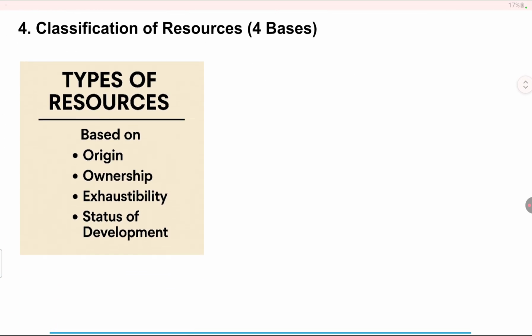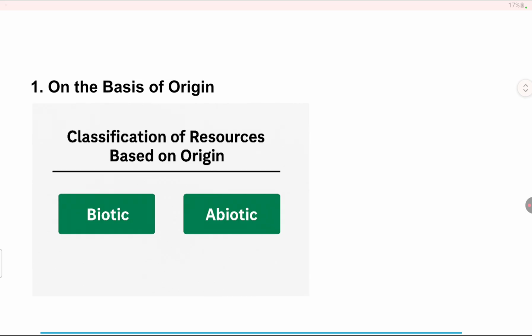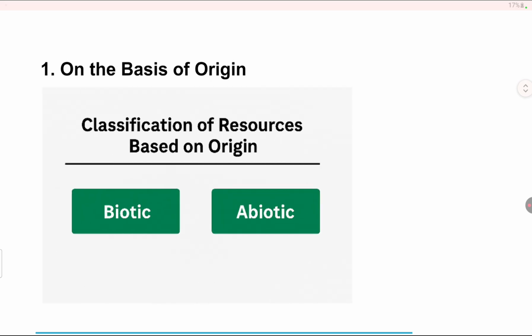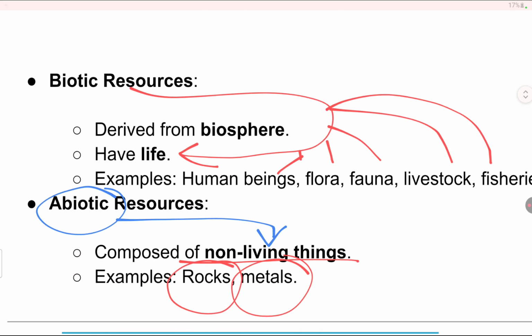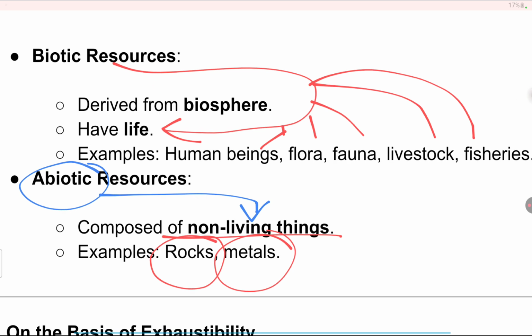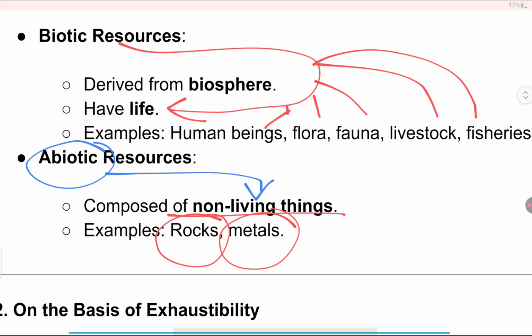In classification of resources, we can classify them on four bases: on the basis of origin, ownership, exhaustibility, and status of development. On the basis of origin, we can classify them as biotic and abiotic resources. Biotic resources are derived from the biosphere. These are the living resources. For example, human beings, flora, fauna, livestock, and fisheries.